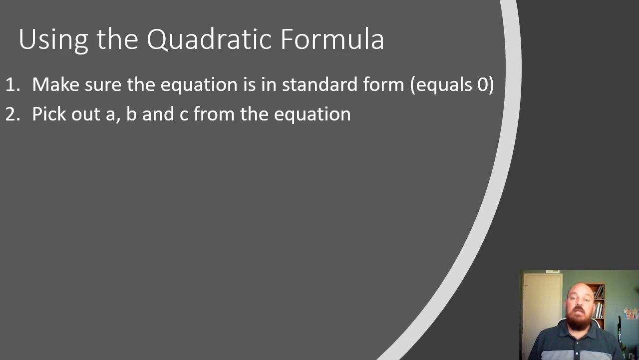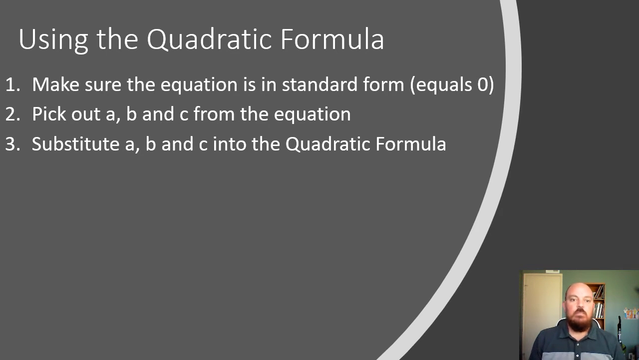Step 2, pick out a, b, and c from the equation. If it's in standard form, it's going to be very simple. They're just the numbers right there for you. Just pull them out of the problem. Step 3, this is what I was talking about on the last slide, substitute them into the quadratic formula. So start with the quadratic formula, put a where it goes, put b where it goes, put c where it goes.